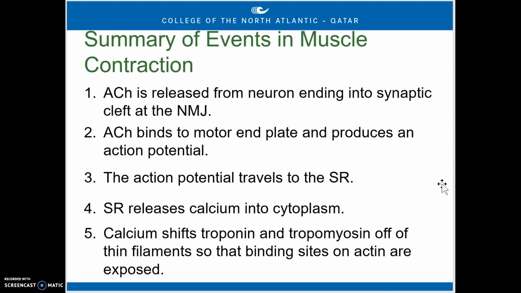Okay, so those are the important molecules when we're talking about muscle contraction. Now, the next couple of slides are important because they're going to go step by step through what happens during muscle contraction. Okay, so let's start with number 1, where acetylcholine is released from the neuron ending into the synaptic cleft, so into the gap in the synapse between the nervous system and the musculature. Once the acetylcholine passes through the synapse, it'll bind to the motor end plate on the muscle fiber, and that will cause an action potential.